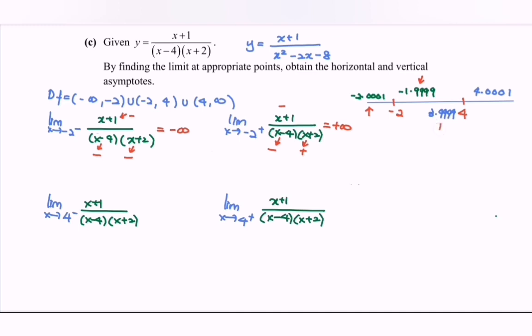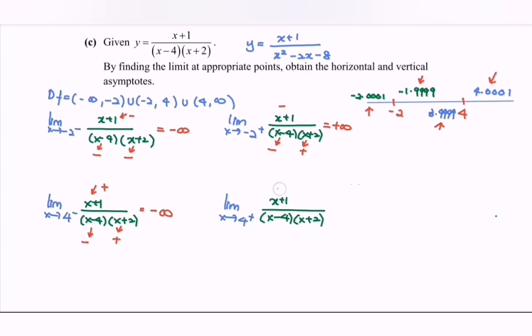Continue. Focus on this part. If we substitute, we will have the positive value. If we substitute this part, we will have a negative value. If we substitute this part, we will have positive value. So the limit when x approaches 4 from the left for the function f(x), the value of y will be decreasing without bound.